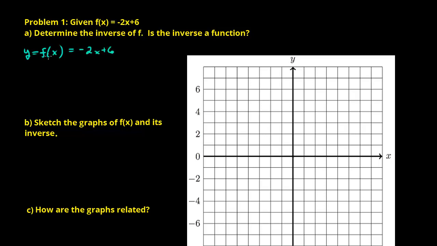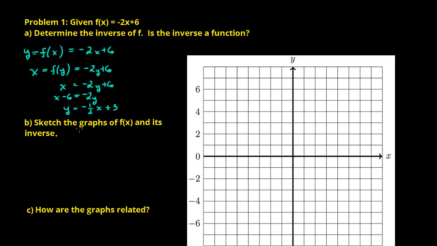Well, here we're just going to swap x and y. So we've got that x is equal to f of y, which is equal to minus 2y plus 6. And now we're going to solve for y in terms of x. So we've got an equation here: x is equal to minus 2y plus 6. If we do that, we can subtract 6 from both sides, and I get that minus 2y is equal to x minus 6. I can divide both sides of this equation by minus 2, and I get that y is equal to negative 1/2 x plus 3.